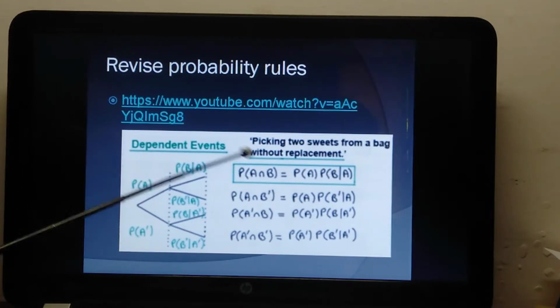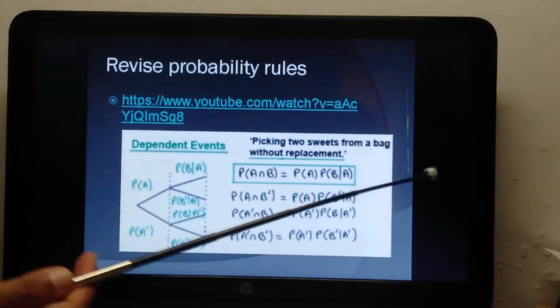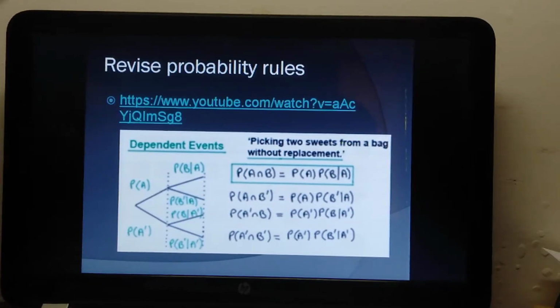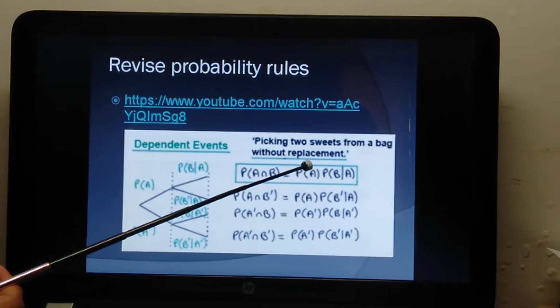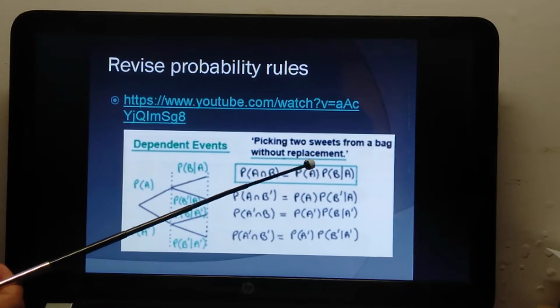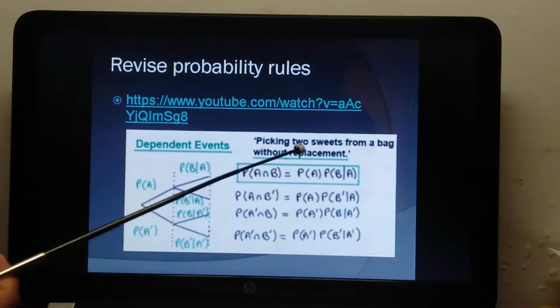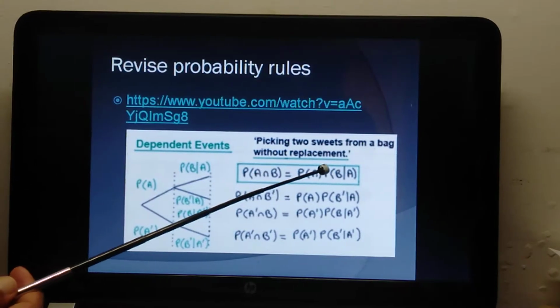We want to pick out 2 sweets from the bag consecutively. Pick one and then pick another without replacement. Now normally when we study for maths, this can be picking out balls from a bag, or picking coins from a bag, whatever. It can be anything without replacement.